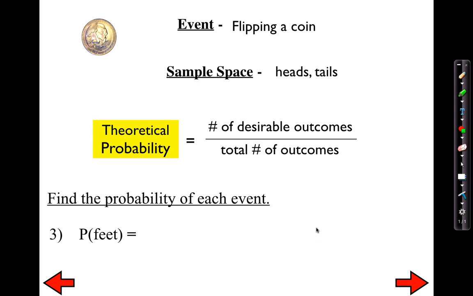Now, what's the probability of flipping feet? Well, hopefully you know that there's no way to flip a coin to land on feet. So we're going to say 0 out of the 2 possibilities, which is heads and tails. So that's 0. We would call that an impossible event.